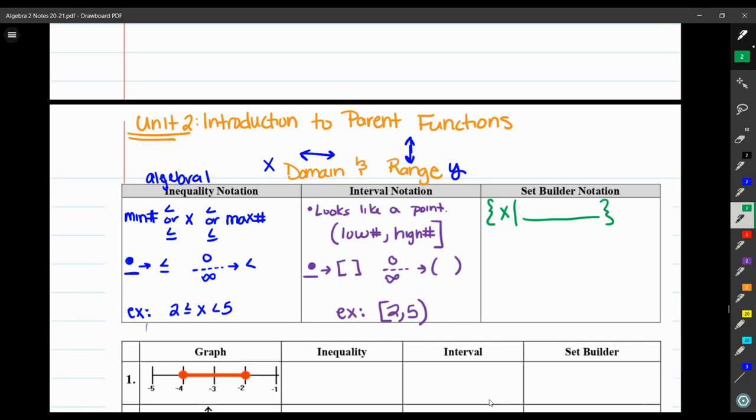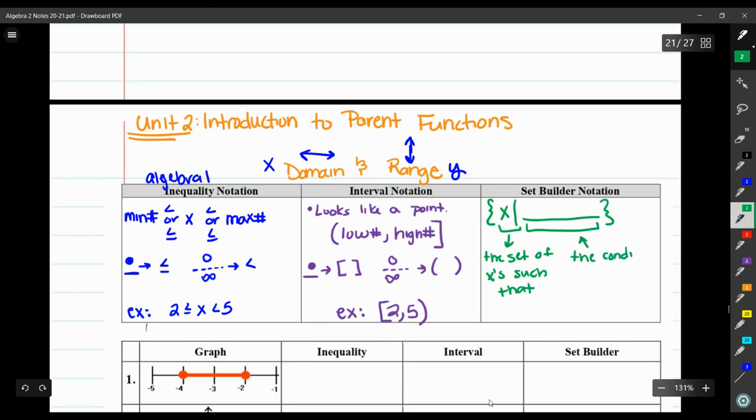So how this would read in English is this piece right here would read as the set of x's such that, and then you need a condition. And so over here, this part is the condition that must be true.